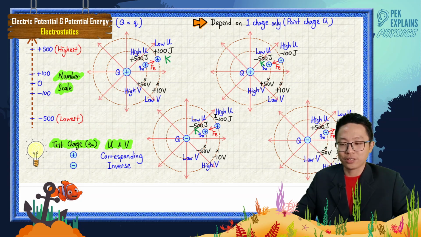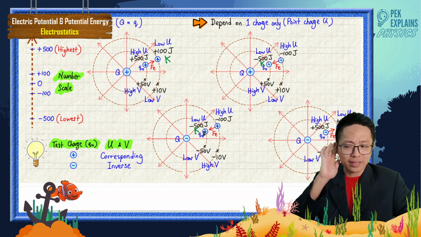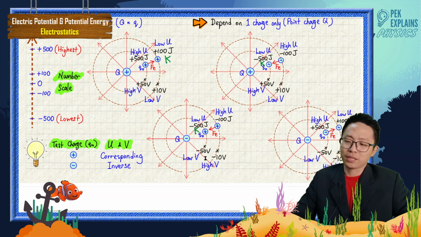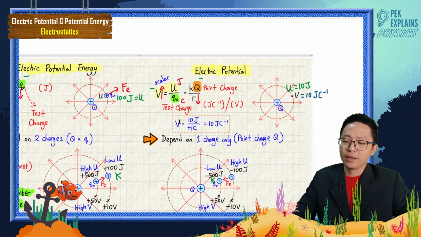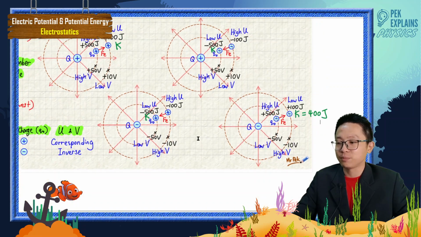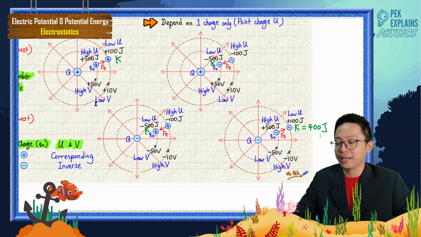High potential energy, low potential energy. Why is that? Because potential is actually defined by regarding the test charge as a positive test charge. That's why they correspond. You understand? Because initially the definition of potential regards the test charge as a positive test charge. That's why high, high and low, low.